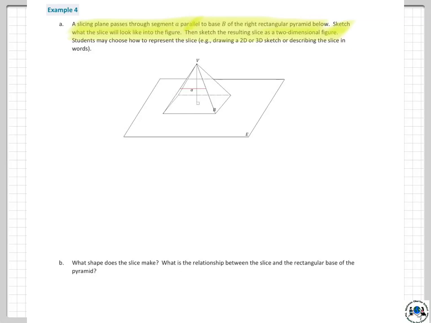You may choose, students may choose, how to represent the slice. You could draw a 2D or 3D sketch or describe the slice in words if you'd like to. Okay? But yeah, so go ahead on the figure, draw that slice, what it's going to look like. And then just draw it over here to the side, what you think it'll look like. All right?